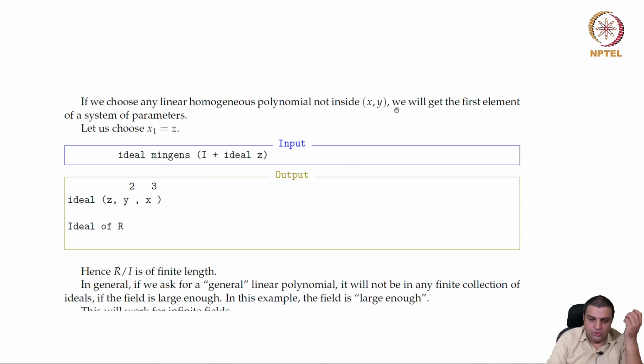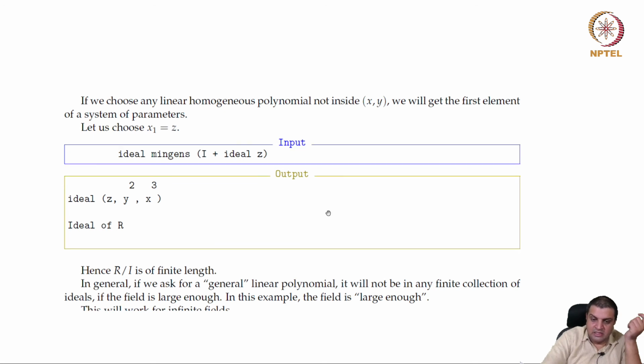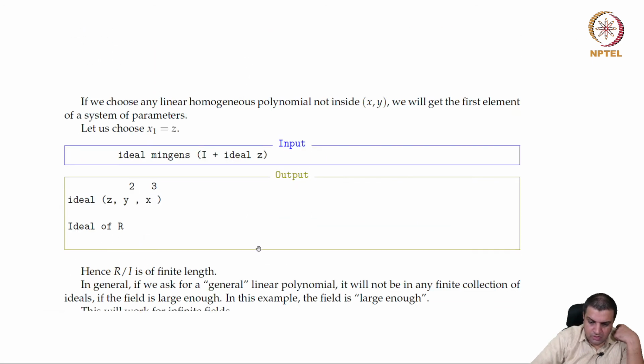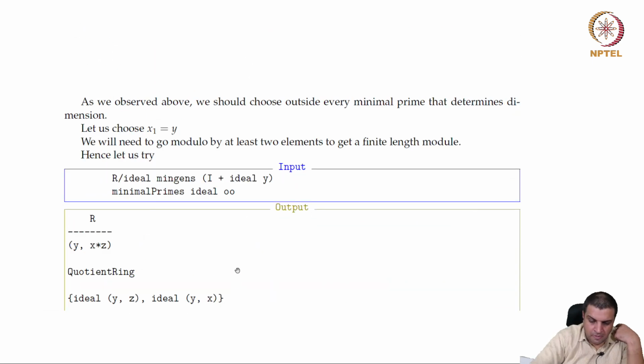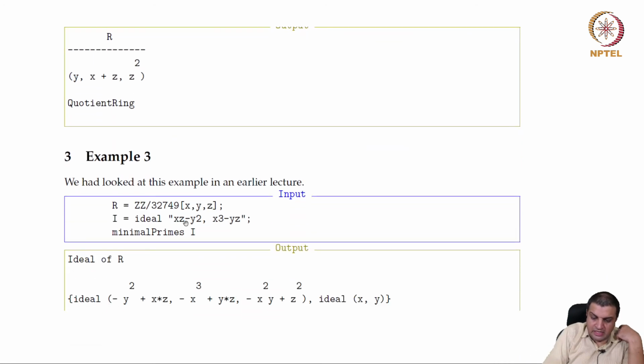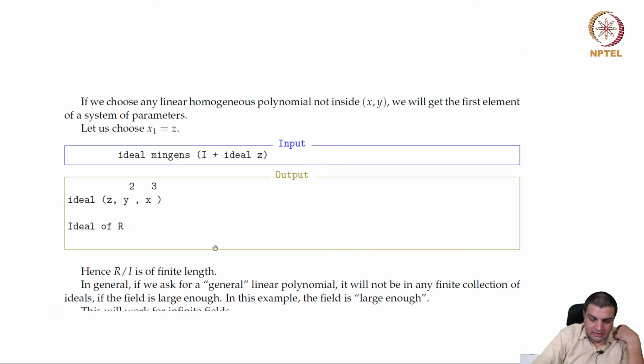So for example, we could choose z. Let's kill z and then ask for the ideal generated by the minimal primes. We just get z, y square, and x cube. Let's check here. If you kill z, we get a y square. If you kill z, we will get an x cube, and then there is a z. So that explains this.